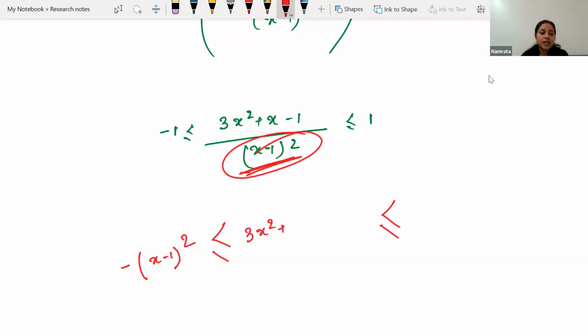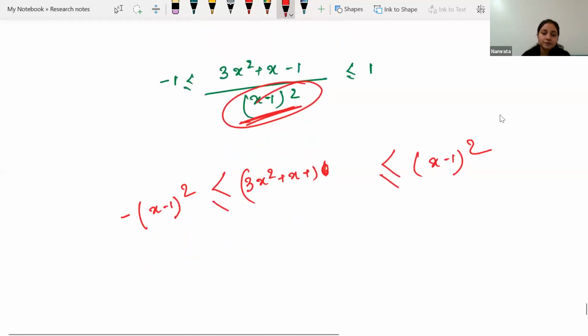3x square plus x plus 1. Here also we will multiply. Here we have multiplied and the denominator is gone. X minus 1 whole square. Is it clear so far?